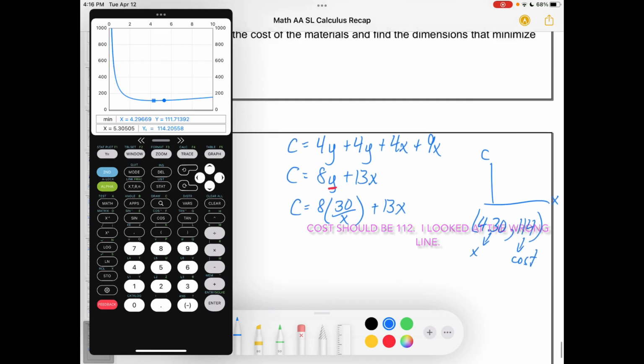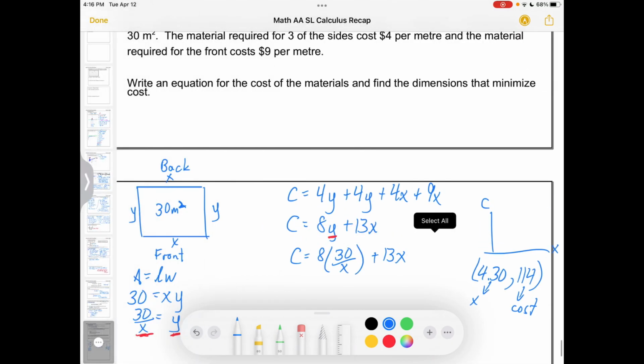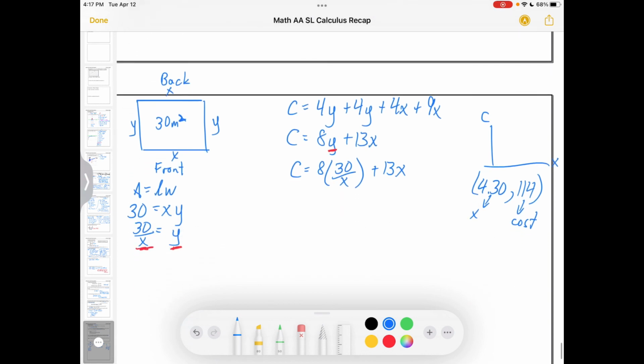Let's make sure we actually answer the question. Write an equation for the cost of the materials and find the dimensions. Oh my. So we've got a width of 4.3 meters, and we've got a depth of y, and y is just 30 over x. So that would be 30 over 4.30 meters. That would give us 6.98 meters. If this is paper 2, we are done.